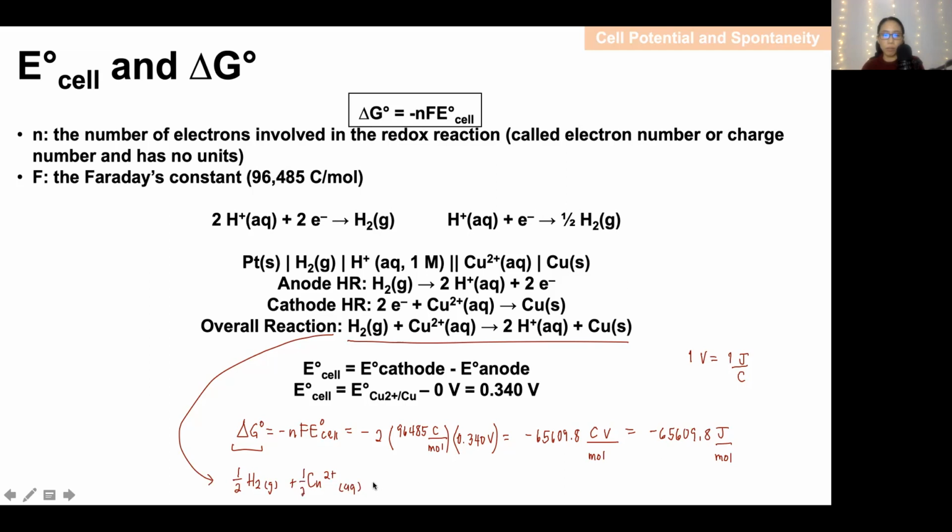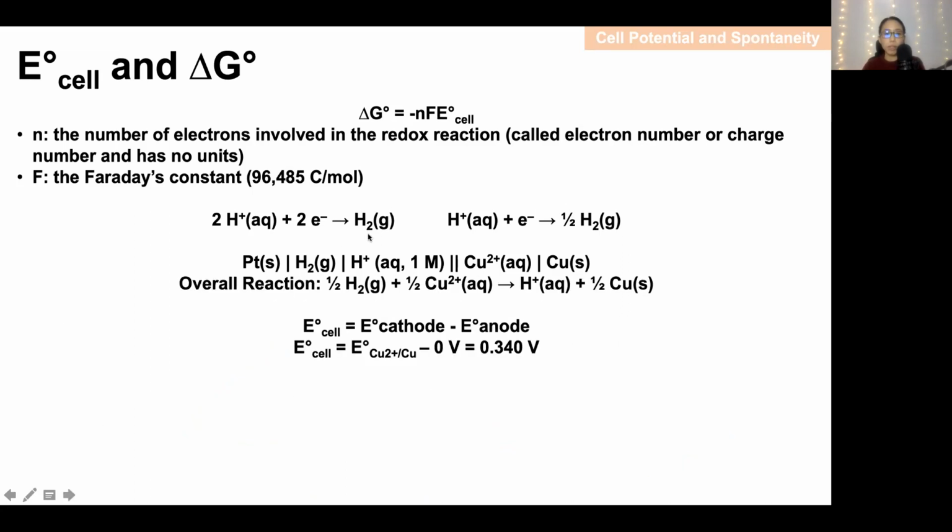So that's also 1/2, and we get 1 mole of H+ aqueous plus 1/2 mole of solid copper. Now, if this is the delta G naught for this reaction, the delta G naught for this reaction should be half of this. So that should be negative 32,804.9 joules per mole. Now, how does that affect our standard cell potential?